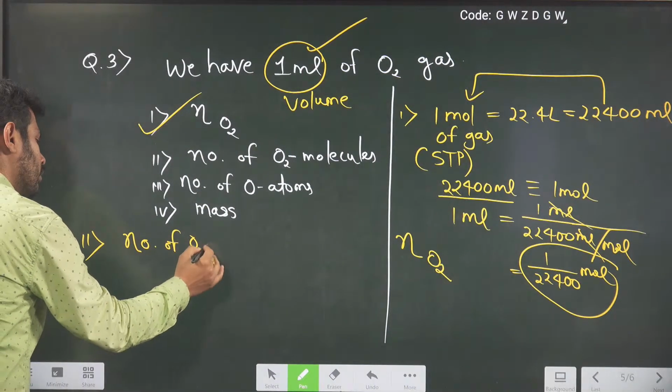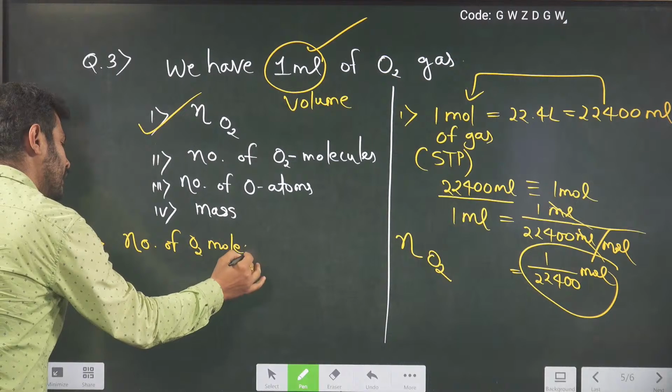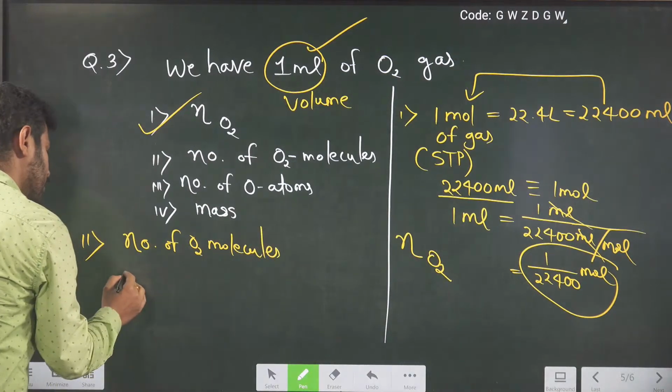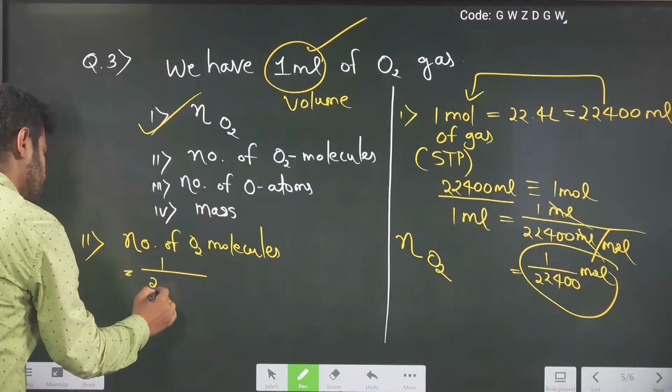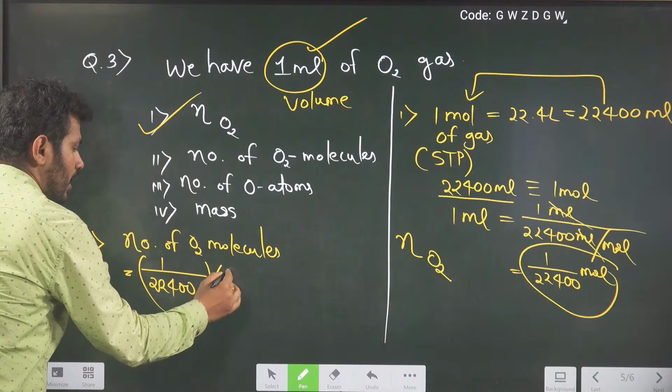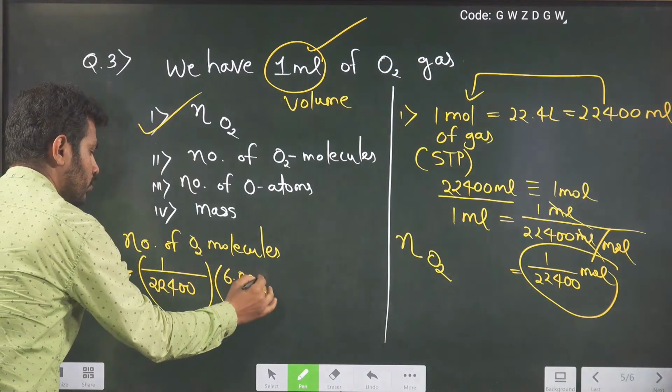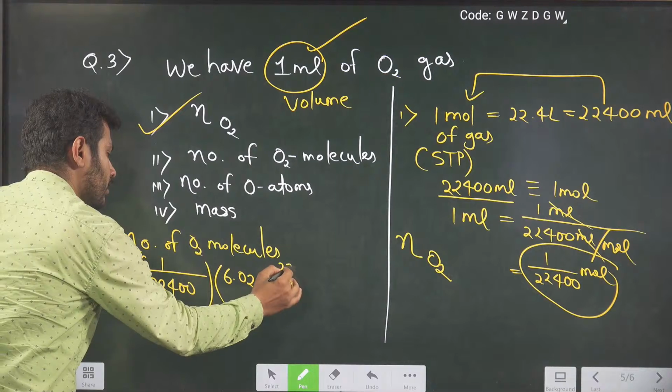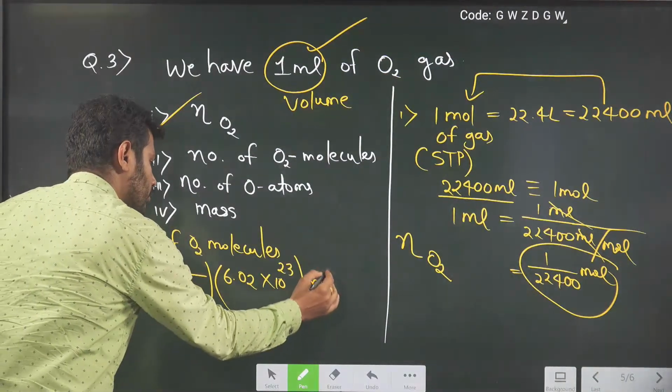O2 molecules is equal to, how many moles are there? 1/22400 into Avogadro's number, 6.02 into 10 to the power of 23. These many molecules.